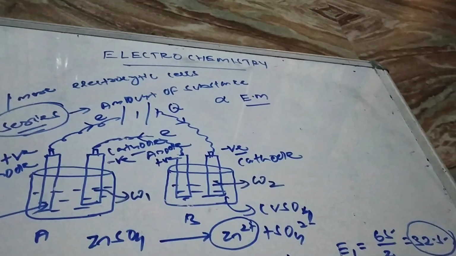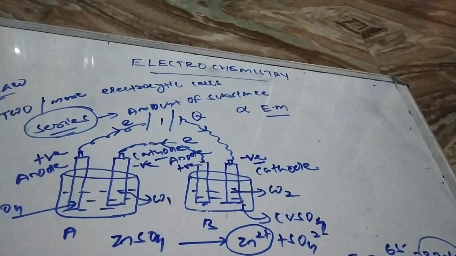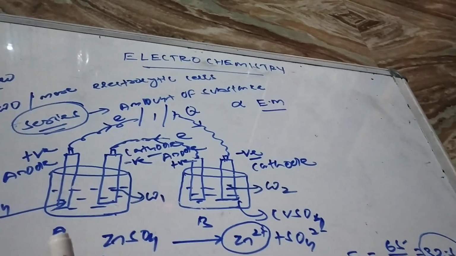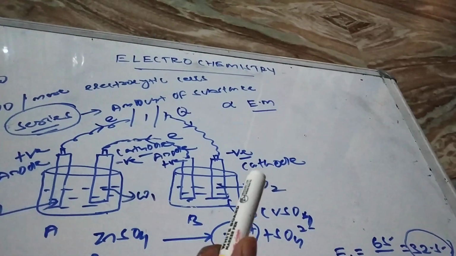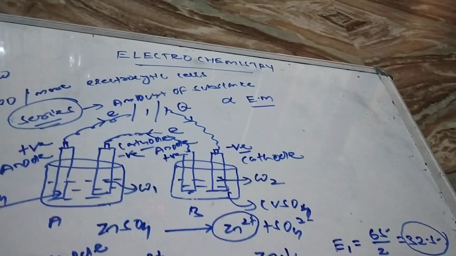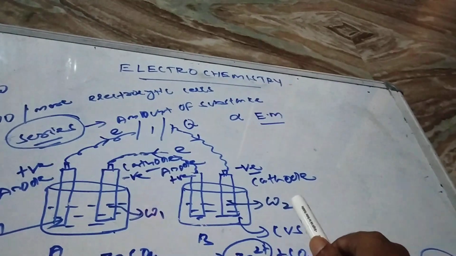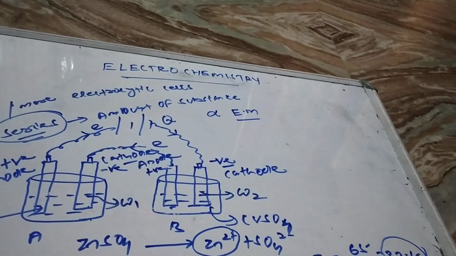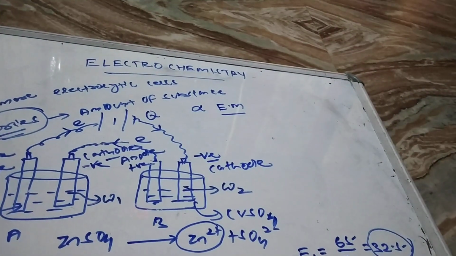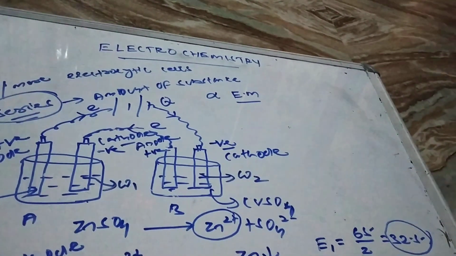But remember, that amount should be present in the electrolyte. If the electrolyte does not contain this amount of substance, then whatever charge you pass, this amount of substance will not be able to deposit. So if I pass 1 Faraday charge, 32.5 gram zinc is deposited and 31.75 gram copper is deposited. If I pass 2 Faraday charge, it becomes double.